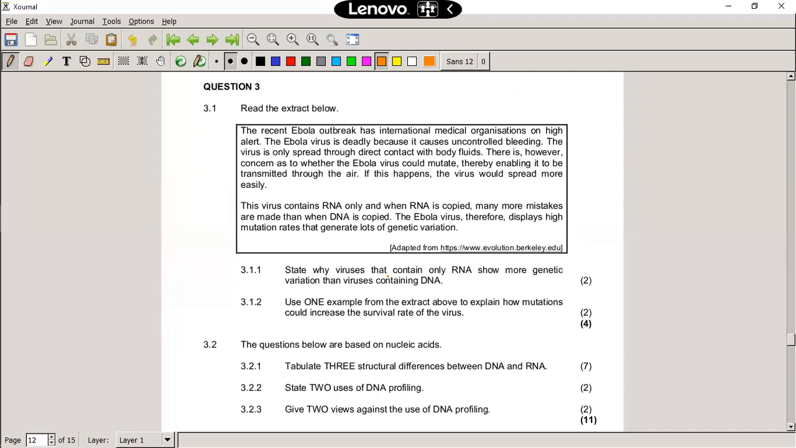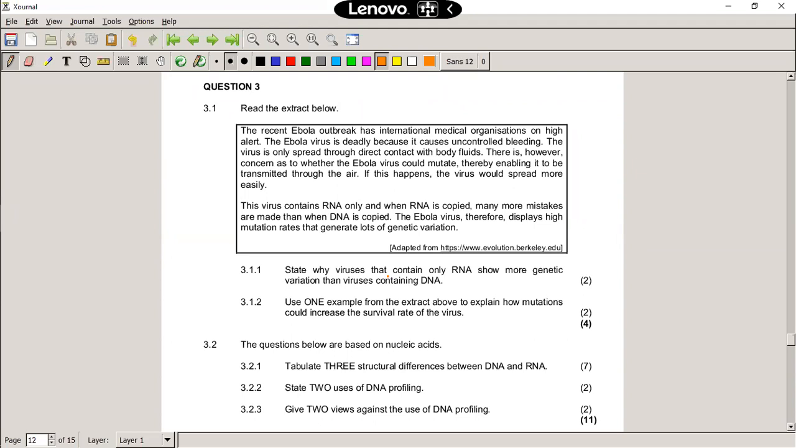3.1 says to us, read the extract below. The recent Ebola outbreak has international medical organizations on high alert. This just sounds like an outbreak, high medical alert. Doesn't this sound familiar to us now with Corona? The Ebola virus is deadly because it causes uncontrolled bleeding. The virus is only spread through direct contact with body fluids. When I did the paper last year, I didn't even think that Corona could happen to us.